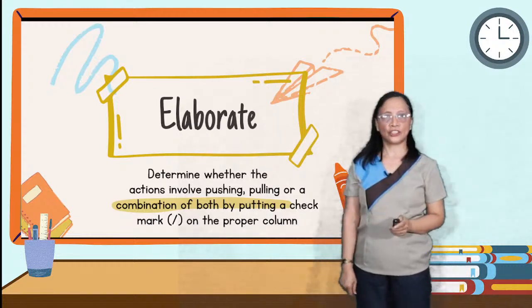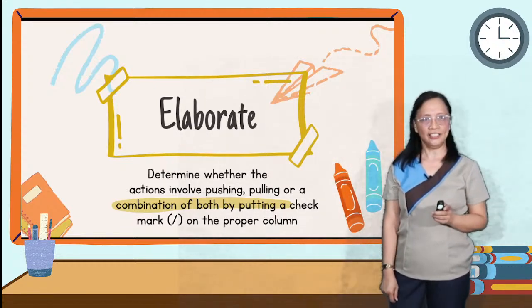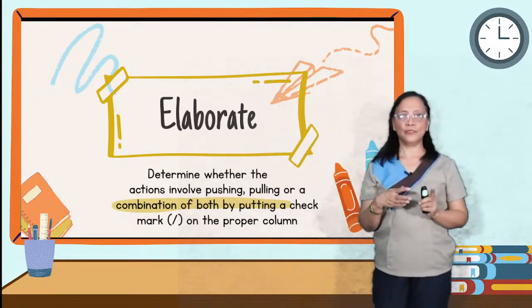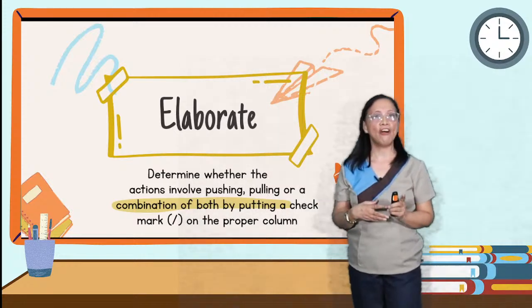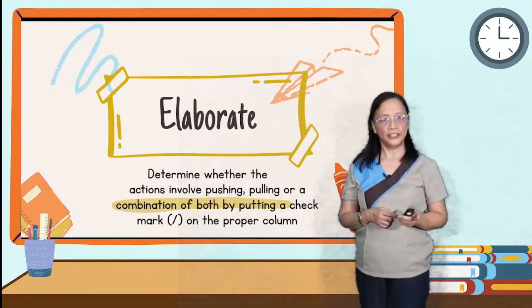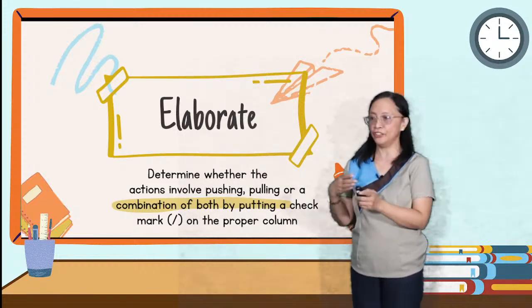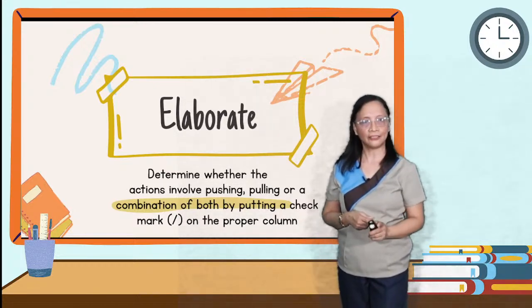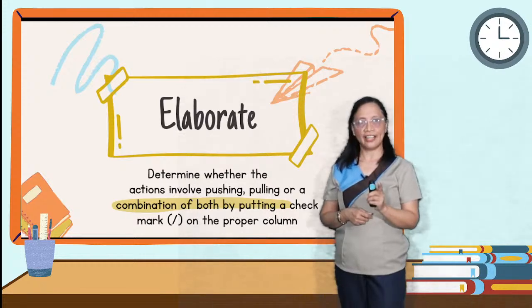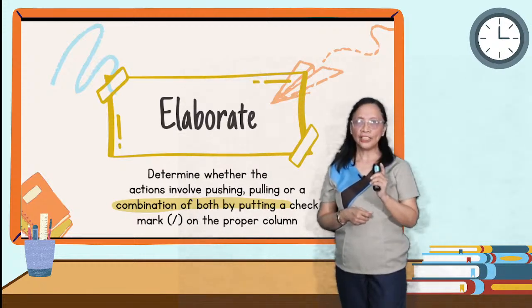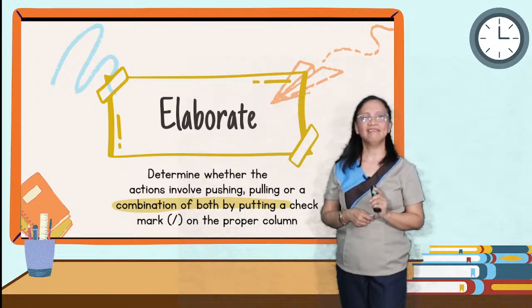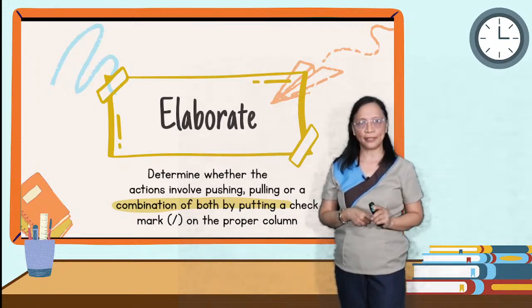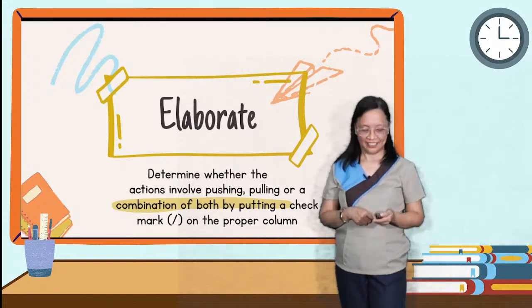Determine whether actions involve pushing, pulling, or a combination of both by putting a check mark on the proper column. You can do it in your module or in your answer sheet. For those who want to answer in the chat box or in the comment box, you can just write pulling, pushing, or both. Again, don't forget to type the name of your school and the number and your answer. Let's do it.